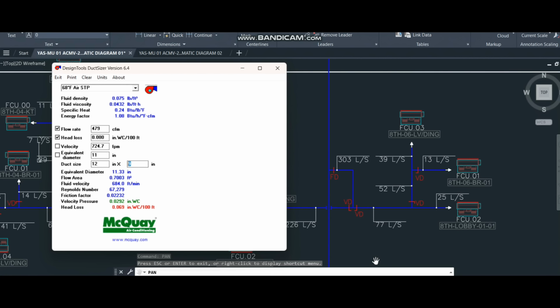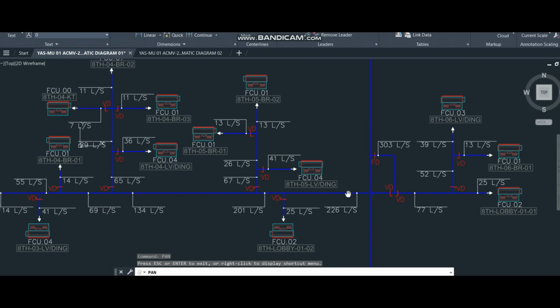But the important problem with this arrangement is, nowadays most of the clients want the noise level to be very limited for each and every design.